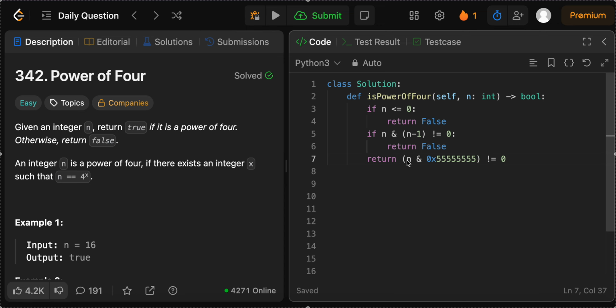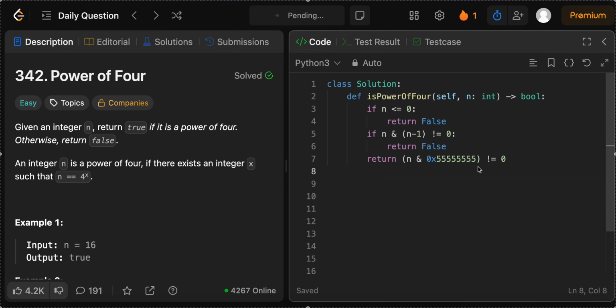And so we really just have to check if n ANDed by this hexadecimal value, or this binary representation, if you will, is actually equal to 0, right? We just have to return if it is not equal to 0, or if it is, right? So if it's not equal to 0, we're good. It is a power of 4, and we can just return true. Otherwise, we'd return false if it is.